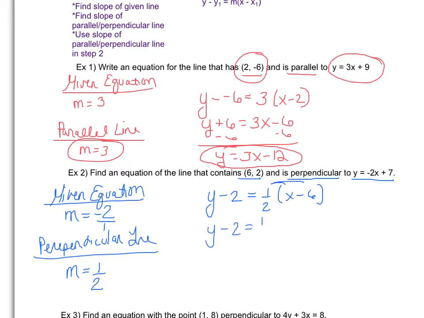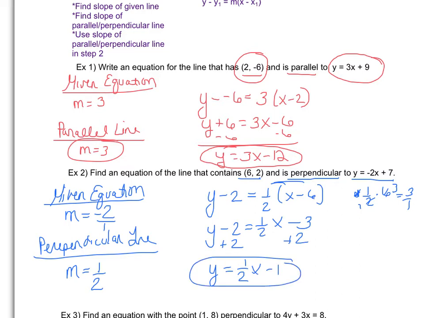Well, I know 1/2 times x is just 1/2 x. I know that half of 6 is 3. If you needed to, you could do a little scratch work. 1/2 times 6, using that reduce first method, I do get 3 over 1, which is just 3. Solving for y, I'm going to add 2 to each side, and I get y equals 1/2 x minus 1.